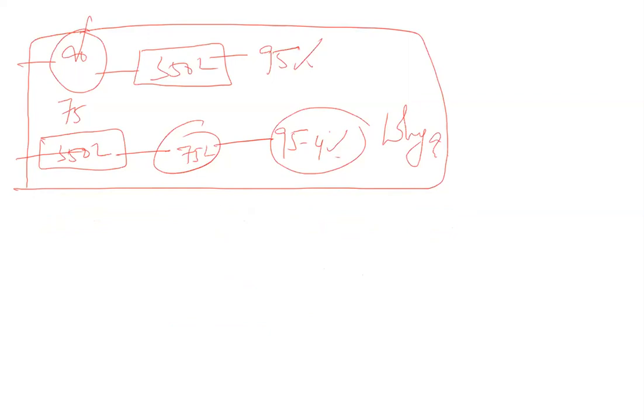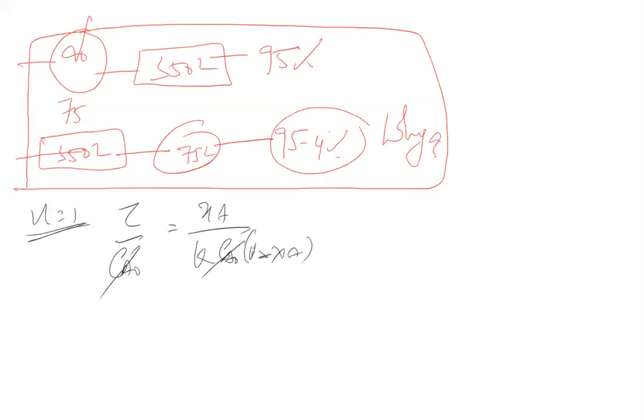Let's take n equal to 1, then take the CSTR performance equation. V by FA naught is equal to XA by K into, let's write it as tau by CA naught equal to K into CA naught into 1 minus XA. So CA naught will cancel. XA by 1 minus XA is K into tau. So XA is not a function of CA naught.